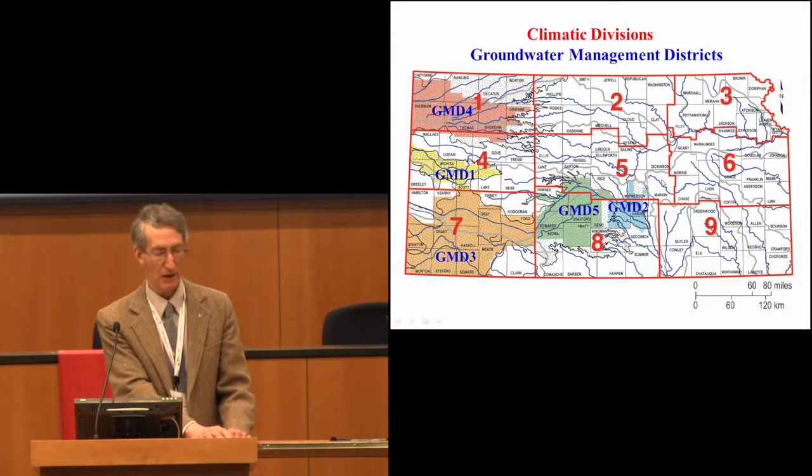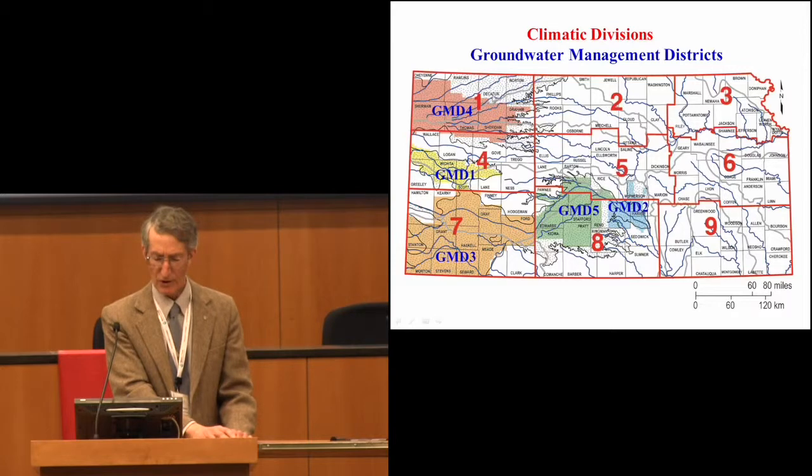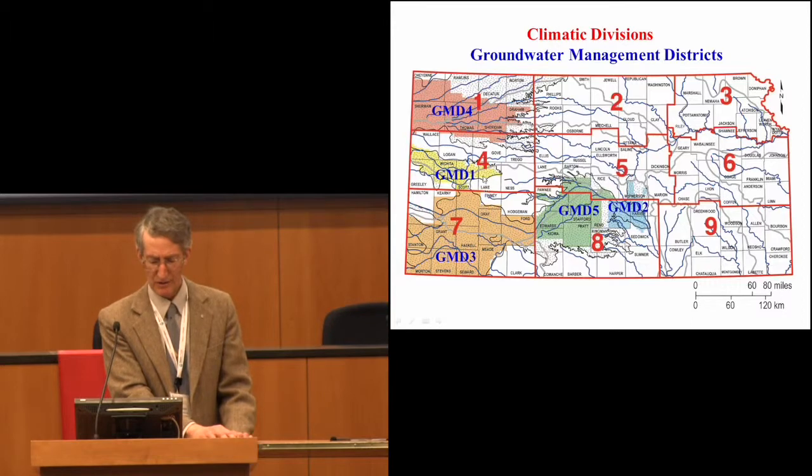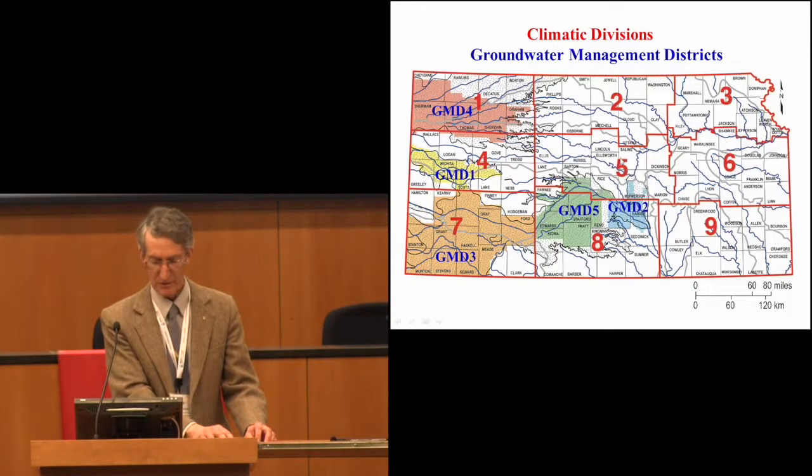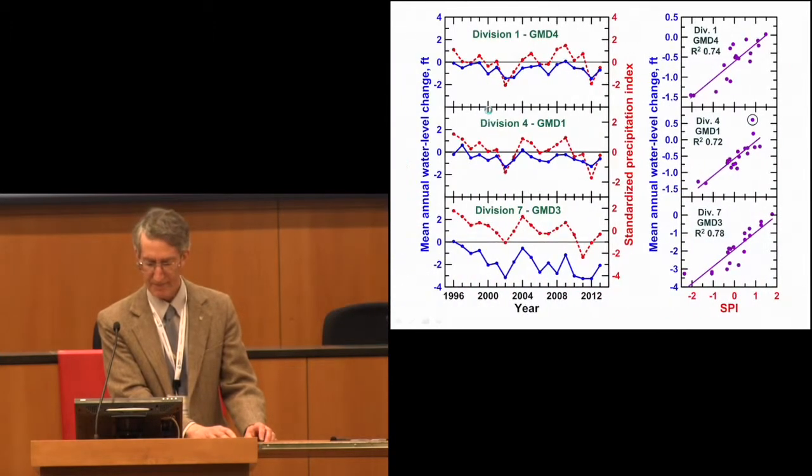Kansas has 9 climatic divisions, and these correlate fairly nicely with our groundwater management districts. Division 1 with GMD4, Division 4 with GMD1, 7, GMD3, and then Division 8 with the combined GMD2 and GMD5. So I'll first talk about these western 3, and I'll concentrate on the one closest to Nebraska.